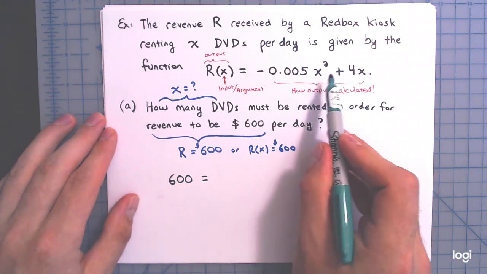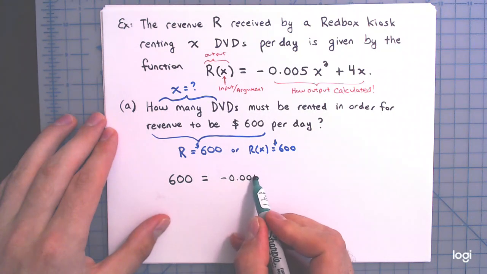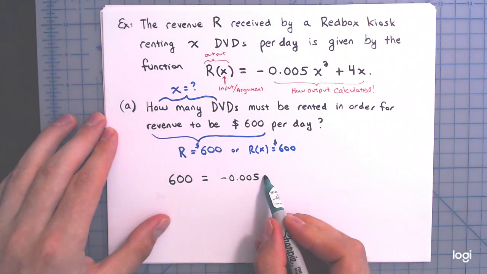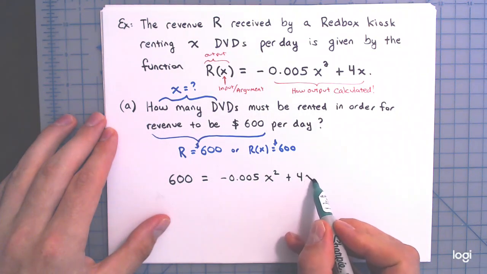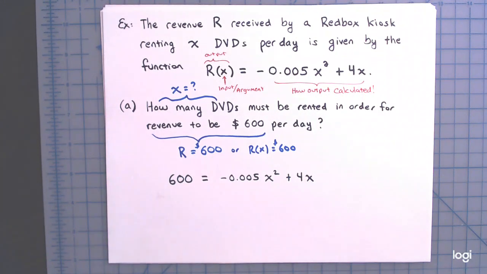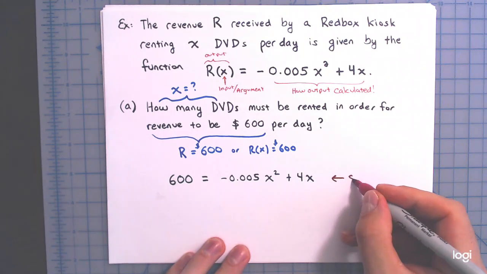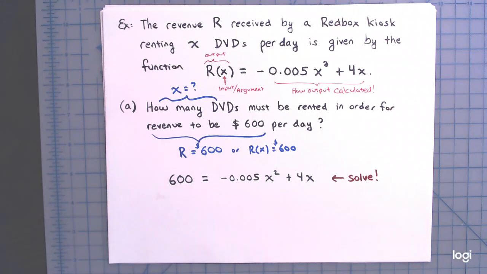I do not know these x's. So equals negative 0.005 times x squared plus 4 times x. I just leave it the way it is because I don't know the value of x, and then we're solving this quadratic equation. And then of course checking our solutions when we're done, seeing what solutions actually make sense for the problem in question.